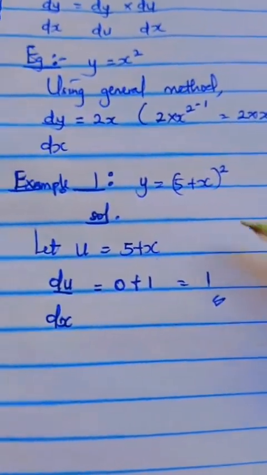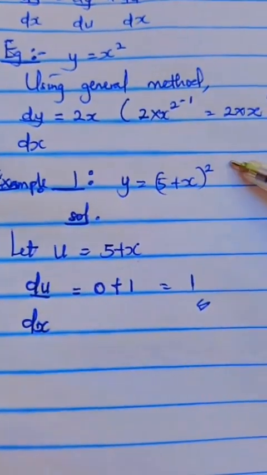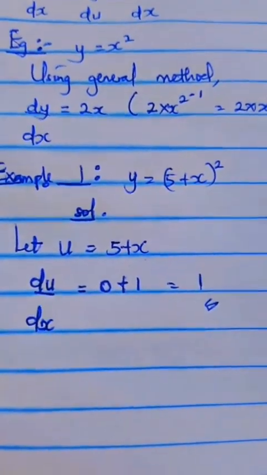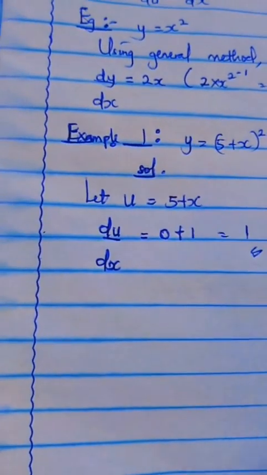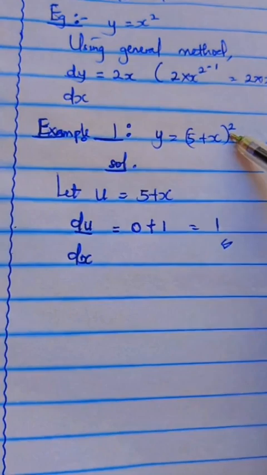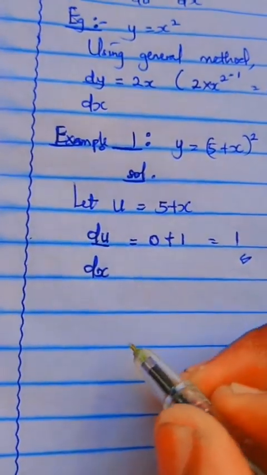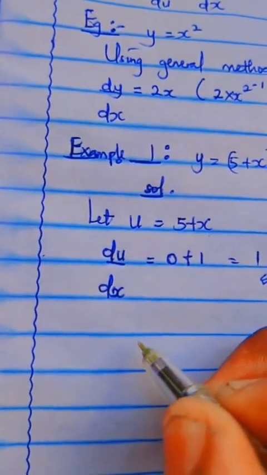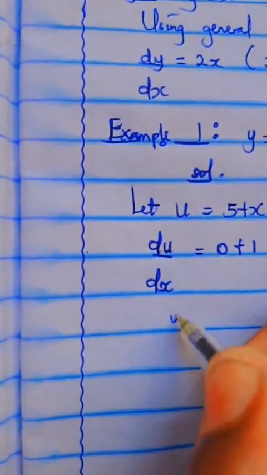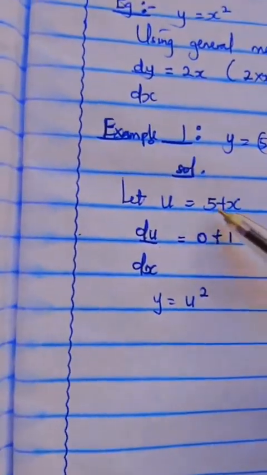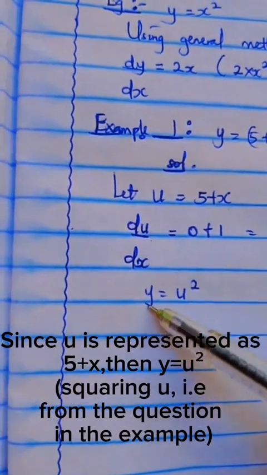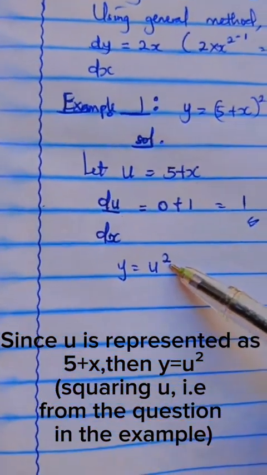Y equals 5 plus x raised to power 2. That's all we have in our question. Don't forget, I said our u is 5 plus x. So we have a square up here. Let's say our 5 plus x is represented as u. So y equals u raised to power 2. Our 5 plus x is u. So coming back here, y equals u raised to power 2.